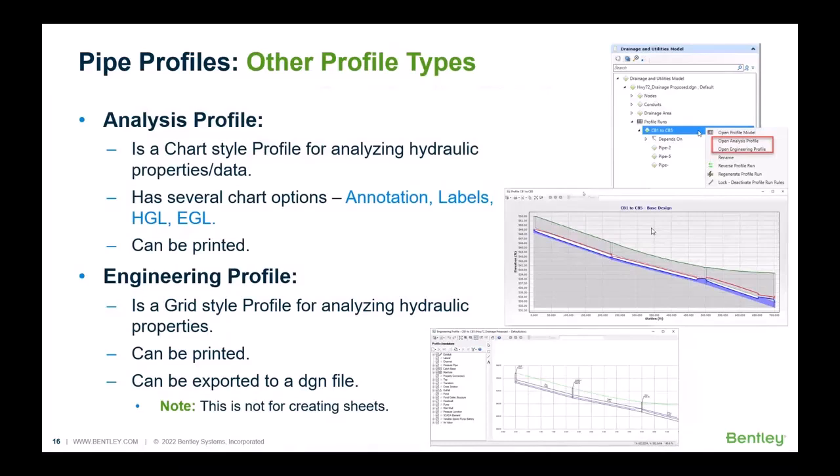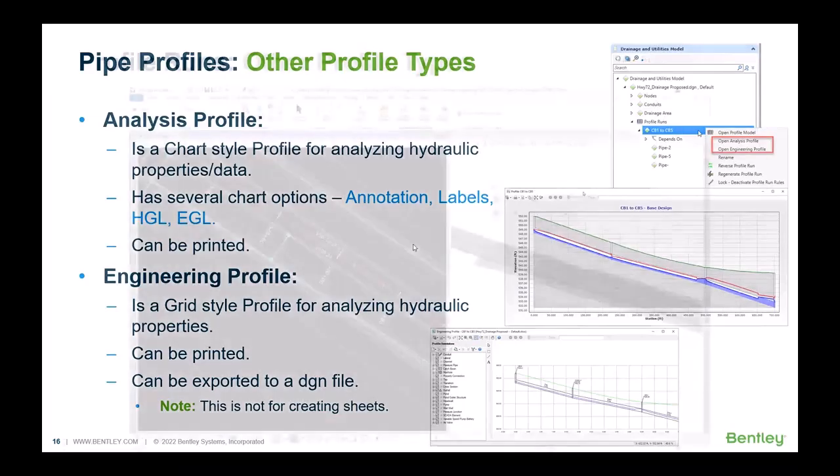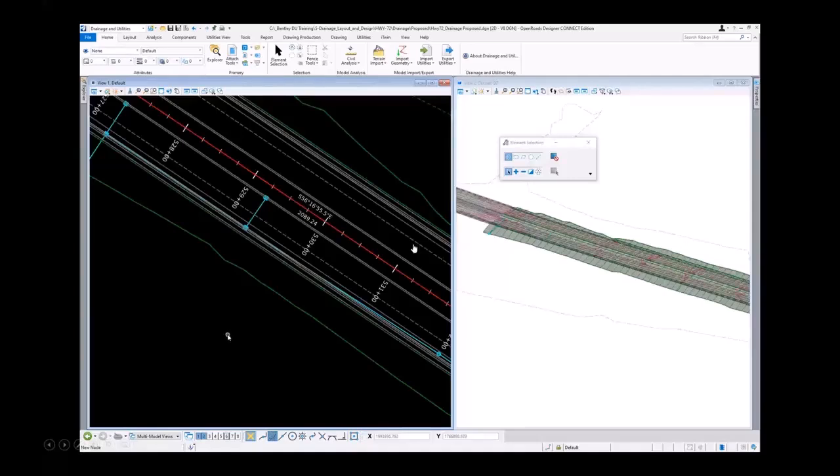Okay, other profile types. So with the drainage and utilities tools, you do have some other types of profiles that you can use to view your drainage information. One is the analysis profile, and the other one is an engineering profile. Now, neither one of these are necessarily how you would create sheets, but it is good for reviewing your drainage and utility information. So we'll take a look at those.